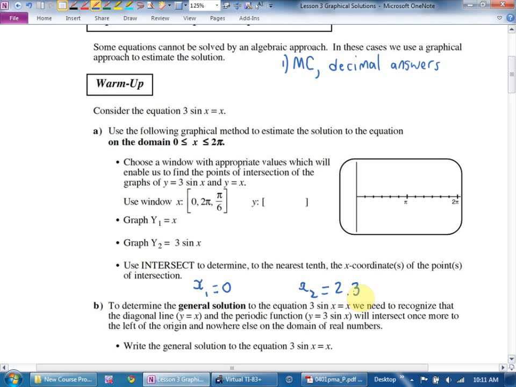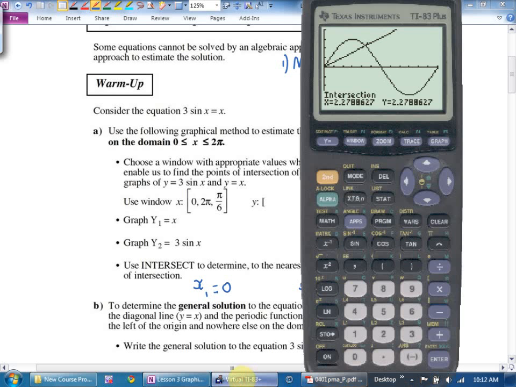Okay. Now, the only tricky part here is we've talked about the general solution. That was where the graph repeated over and over. Take a look at this equation here. Are they going to cross as I move to the right ever again? Nope. I think they probably crossed back down here. If they did ask for a different domain, I would just change my view window. So I'm not going to worry about the general solution. Let's try this one together.